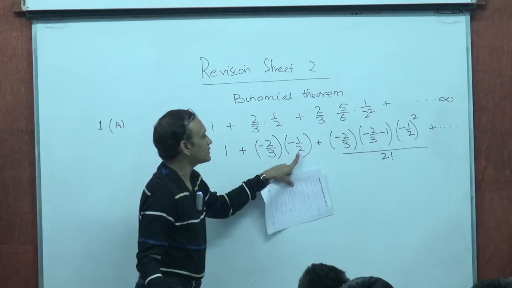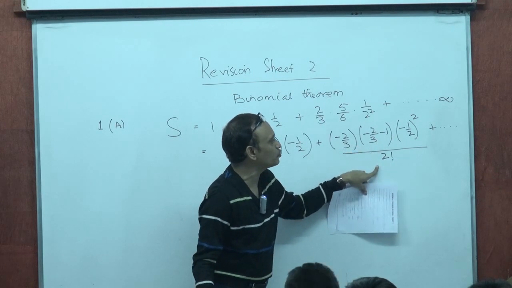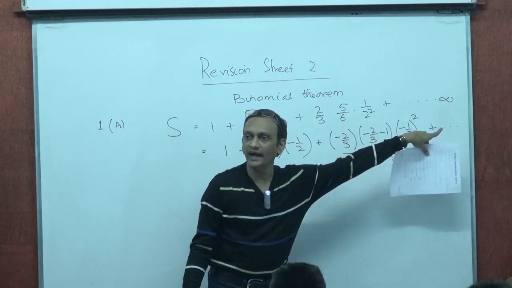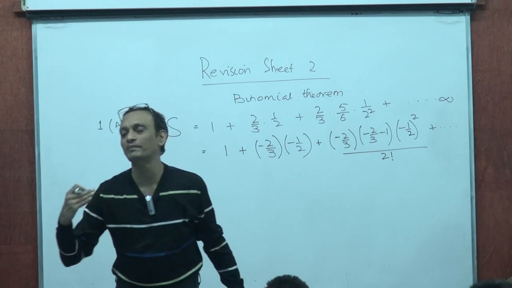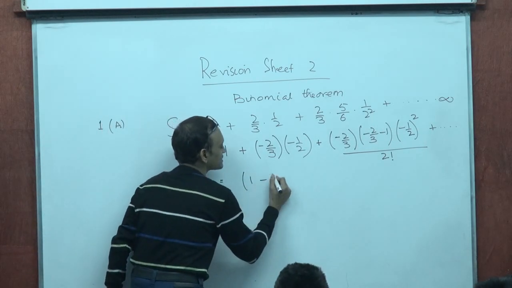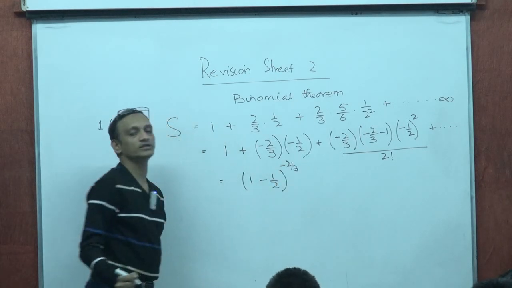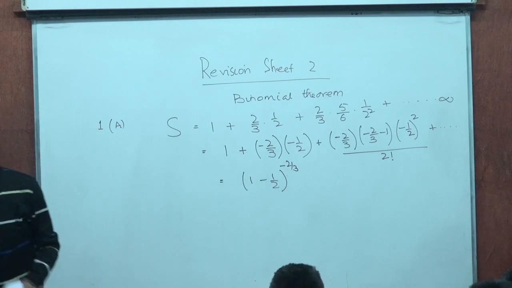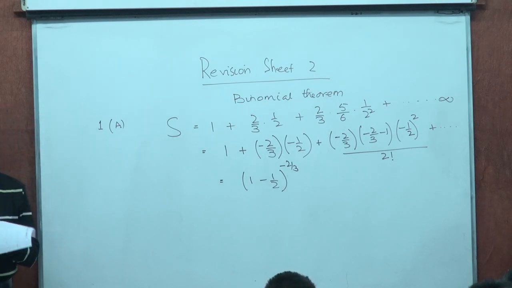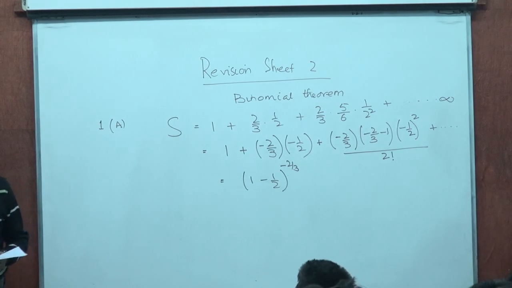1 plus nx plus n into n minus 1 by 2 factorial x squared and so on and so forth up to infinity is going to be 1 plus x to the power n. So this is 1 plus x to the power n, where n is minus 2/3. That's going to be the sum of the series, right? Got me right on this?